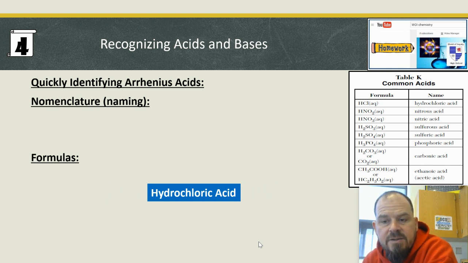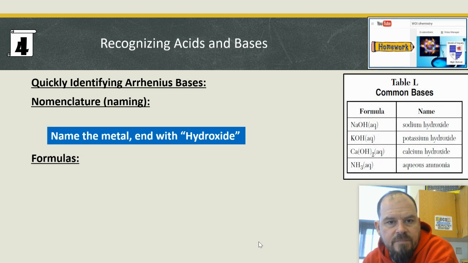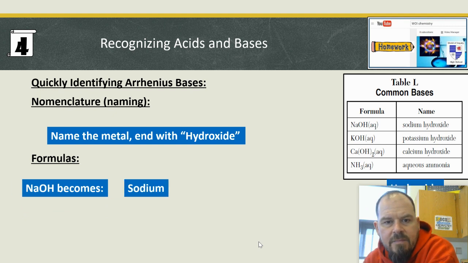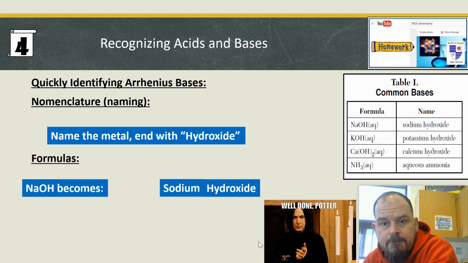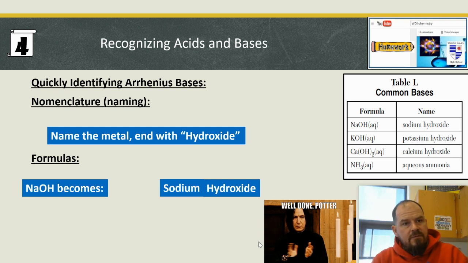I've never seen an acid or a base on the test that is not in Table K or L. All right, same thing with bases. Name the metal, ending with hydroxide. So that becomes sodium hydroxide. Done. Sodium hydroxide. You just have to know where to find these names. They are on Table K and Table L. And with that, we're done with video 4.